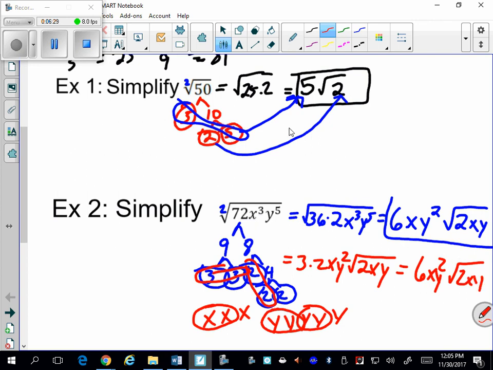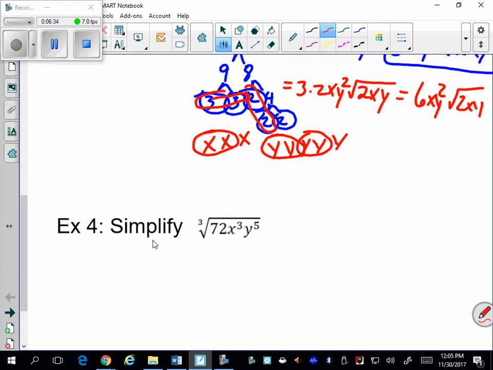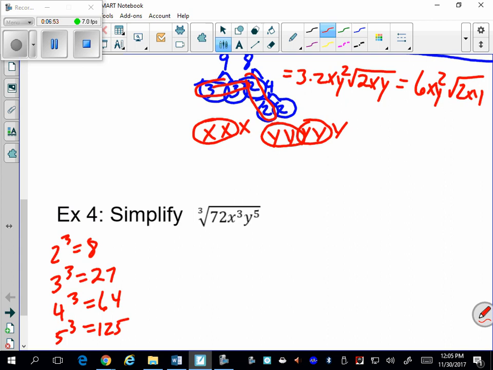Moving on. Actually, this is a cube root, so here you'd have to memorize perfect cubes. So 2 to the third is 8, 3 to the third is 27, 4 to the third is 64, and maybe up to 5 to the third, 125. That's about as big as you really need. So what's the biggest perfect cube that divides into 72? And that's 8.